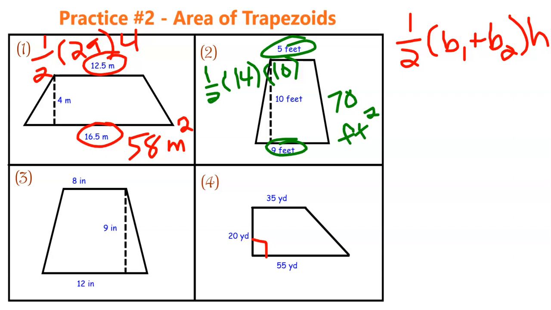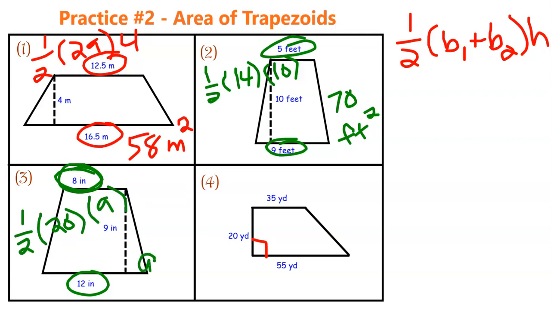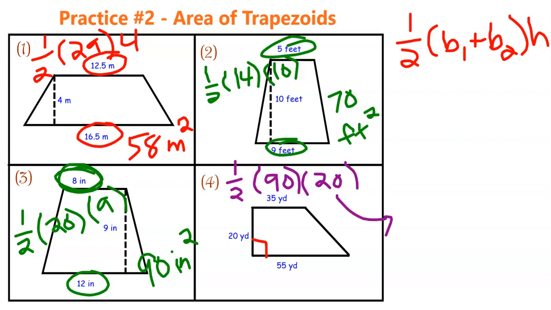In number 3, down in the bottom left, the sum of the bases, 8 plus 12 is 20. So our area formula then becomes 1/2 times 20 times 9, which gives us 90 square inches. And finally, in number 4, we have 1/2 the sum of the bases, which is 35 plus 55, or 90, times 20, which gives us an area of 900 square yards.